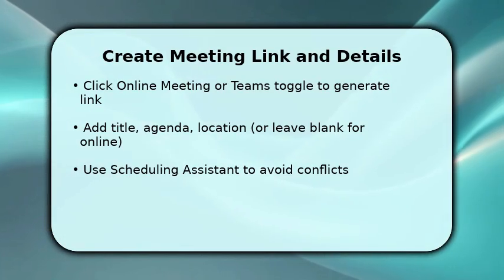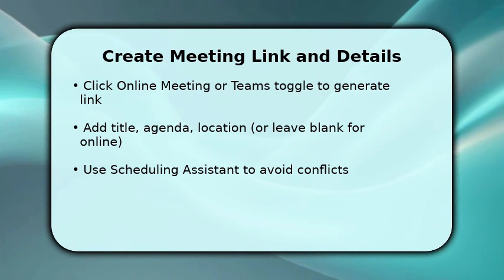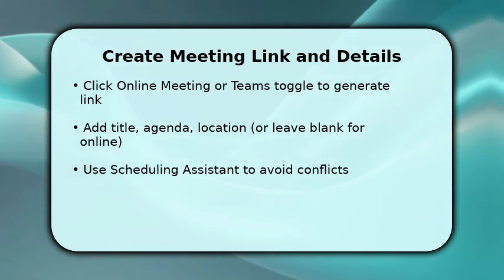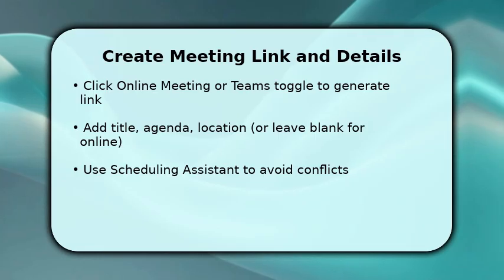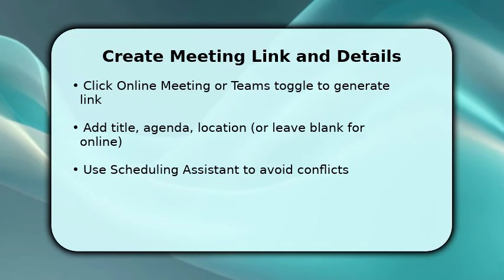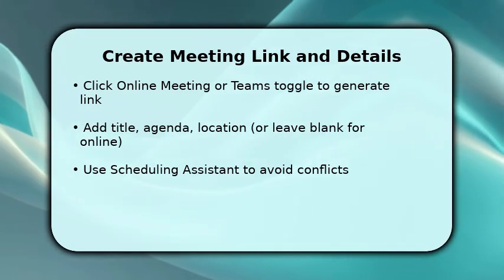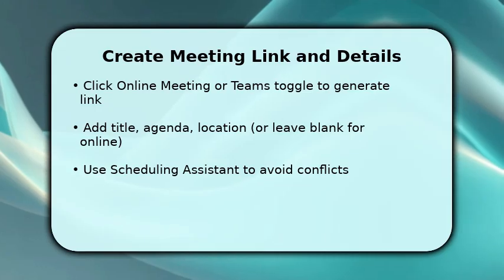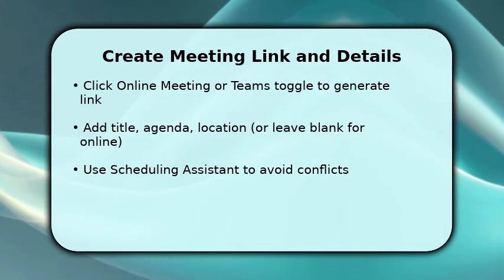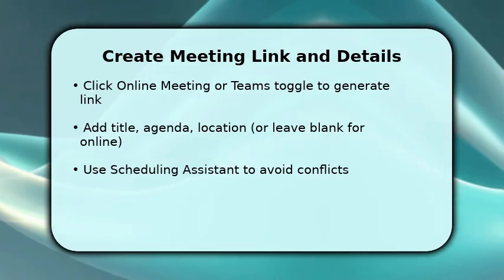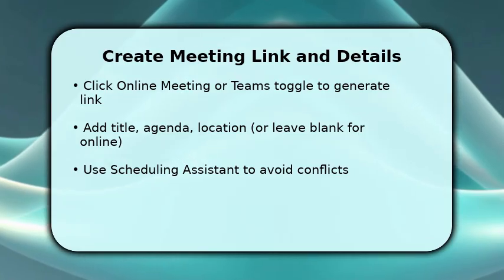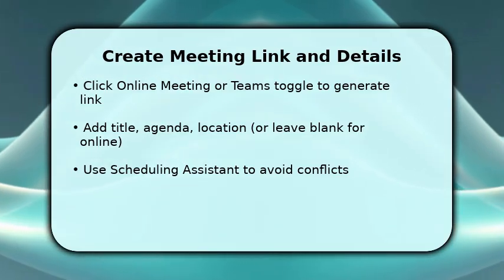Next, you create the actual meeting link. Click the online meeting or Teams toggle and Outlook will insert a join link into the invite. Add a concise title and paste a short agenda in the body so attendees know the purpose. If needed, fill location or write online. Use the scheduling assistant to view attendees' availability and adjust times. This reduces reschedules. Also set a reminder and choose required versus optional attendees to clarify expectations before you send.